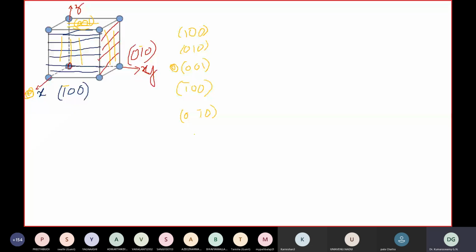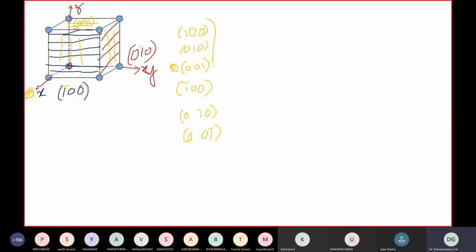0, 0, 1 bar. What is the difference between 1, 0, 0 and 1 bar 0, 0? Just the point selection of the origin. If you move the point by 1A, 1, 0, 0 will shift to 1 bar 0, 0. Nothing else. Yes or no? Right? Yes, sir. If you shift the origin to here, this becomes minus 1.